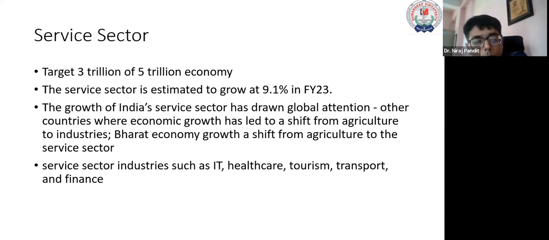Service sector industries: which are the industries? IT, healthcare, tourism, transport, and finance. All of these, we are trying to support at the international level as well as for our own country's population. This service sector is a very important and huge sector, and we need a huge number of people in it.